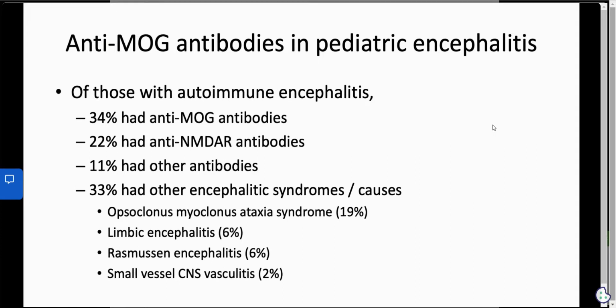And here was the somewhat surprising finding. Of those with autoimmune encephalitis, 34% had anti-MOG antibodies. And this was a higher percentage than anti-NMDA receptor antibodies, which were found in 22%, which previously was thought to be the most common antibody in pediatric encephalitis. 11% had other antibodies found, and then 33% had other types of encephalitic syndromes.